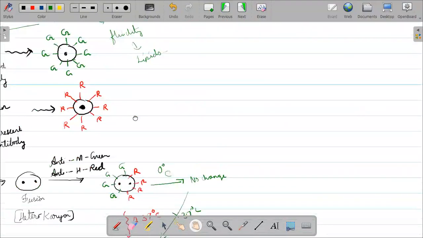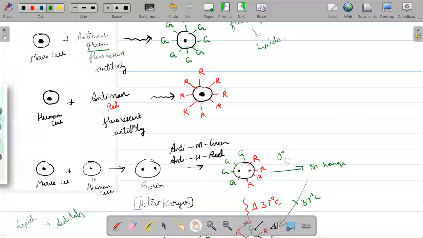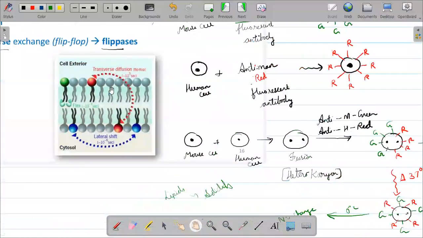So the plasma membrane is active. If transfer does not take place, it means the plasma membrane is not dynamic. They are not functioning. That means it may result in cell death.